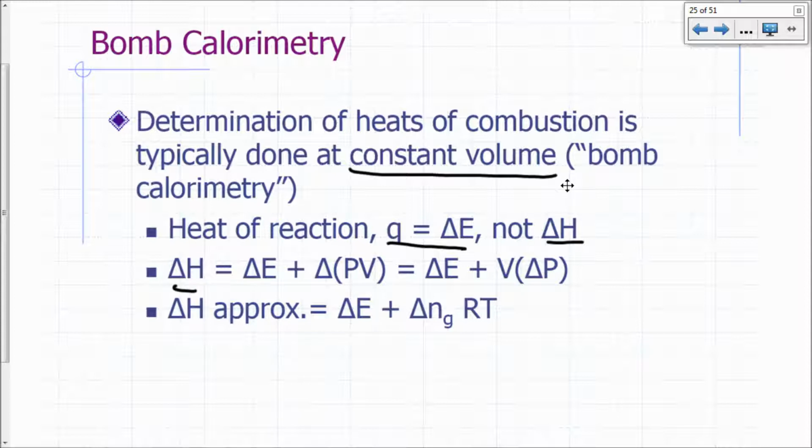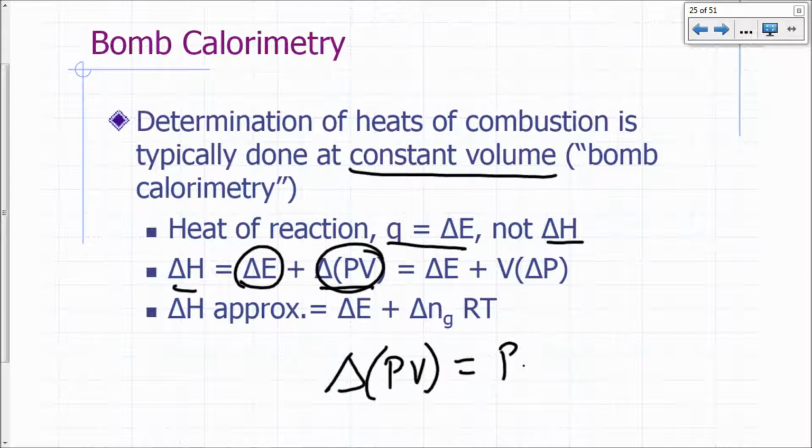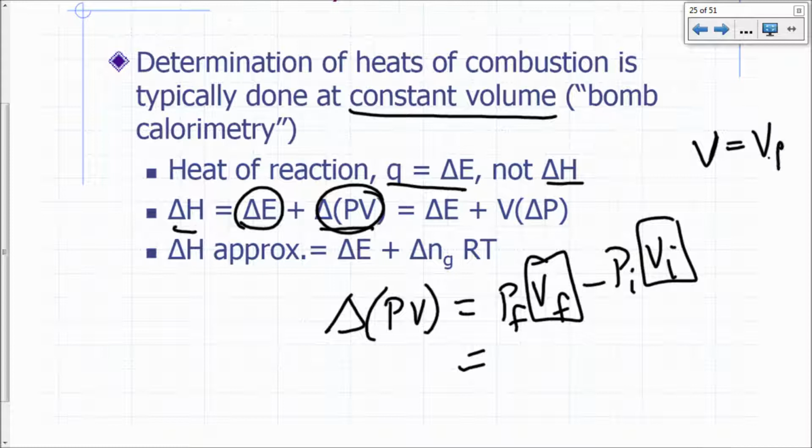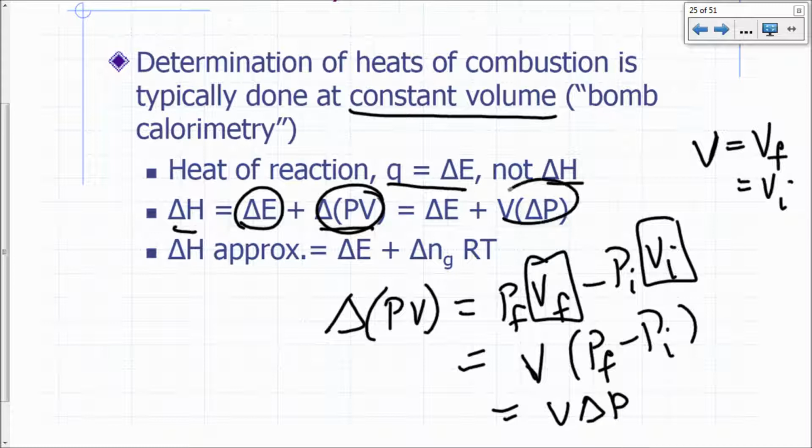If you wanted to know delta H, you can calculate it from delta E, but then you have to add delta PV. So you should have some information about what delta PV is. What's delta PV? It's P final V final minus P initial V initial, right? But if volume is constant, V final and V initial are the same. I'm just going to call that V. I can factor that out, so that's V times P final minus P initial, which is just V times delta P. So if you have a way of knowing what V delta P is, you can calculate delta H. So you have to add that to your bomb calorimetry information.